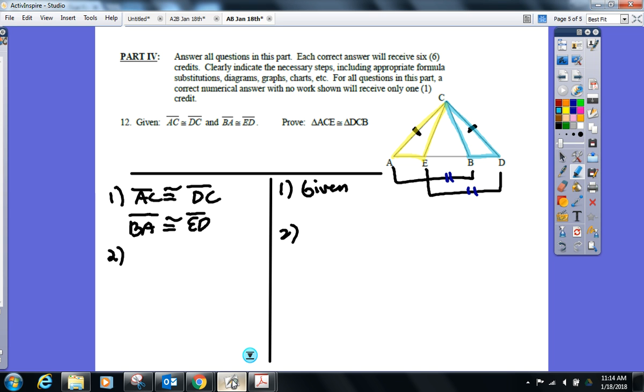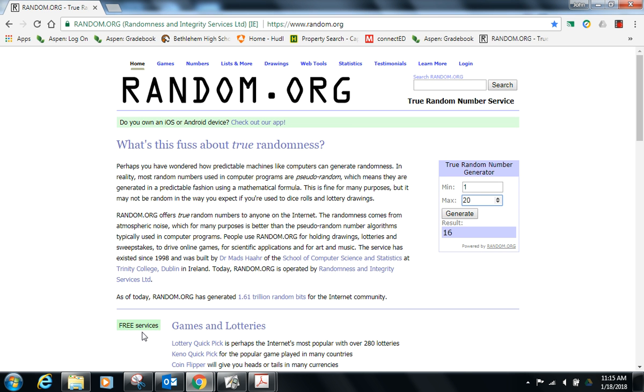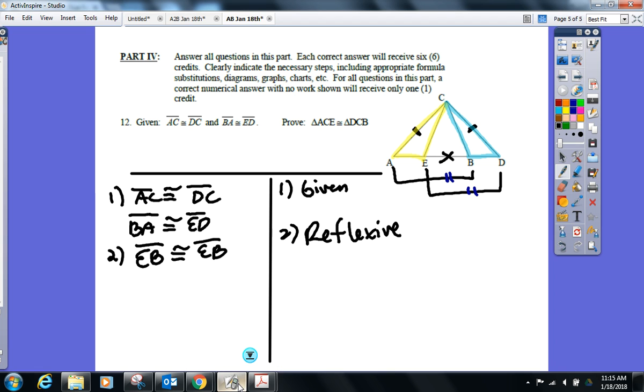It's okay. If you see something, let us know. Okay, I'll just stop right there and see if anybody knows where you're going with that. EB congruent to itself. Yep. Reflexive. All right, you can take Maggie's lead or you can go another direction if you want. That's what's good about proofs. 12.